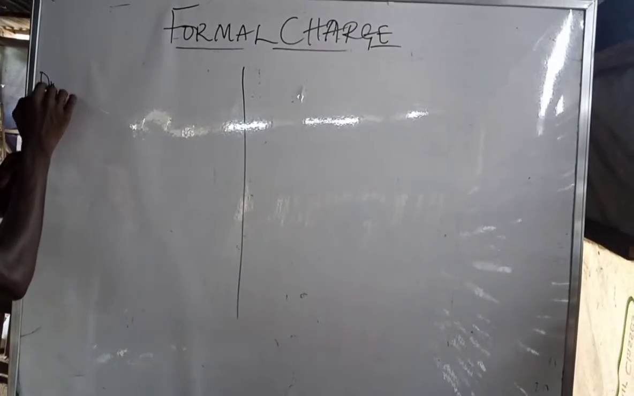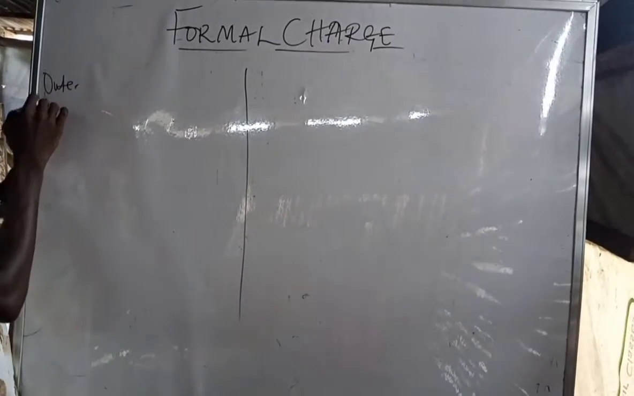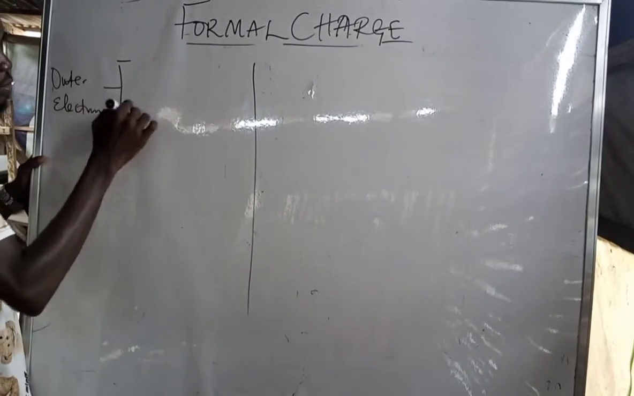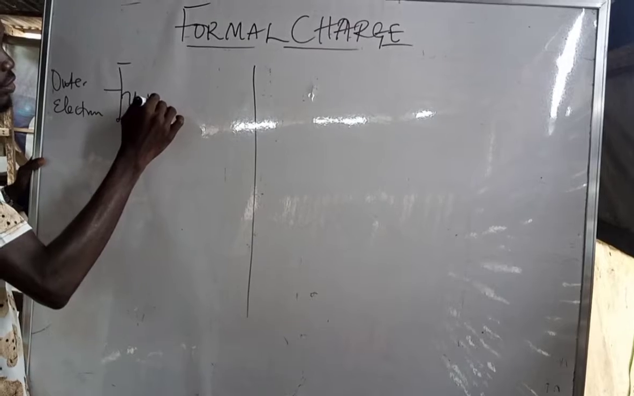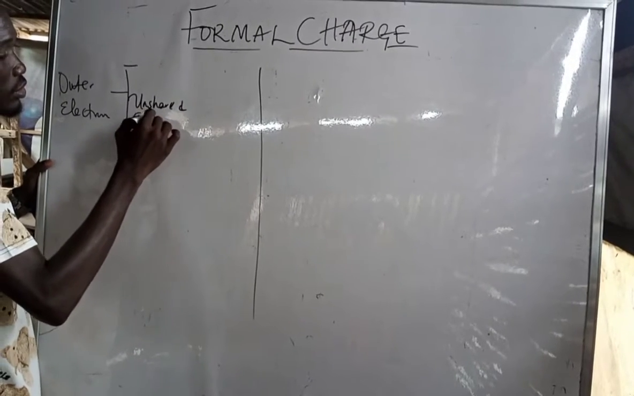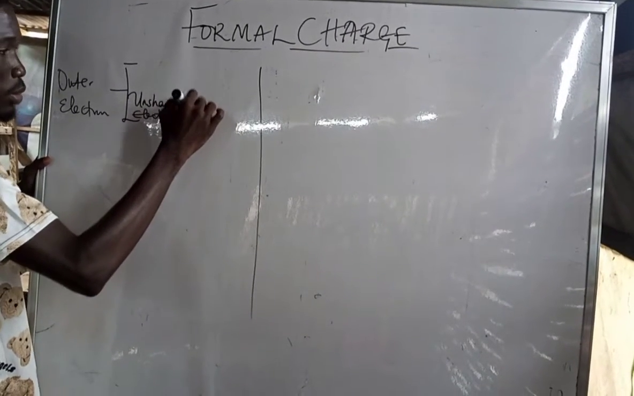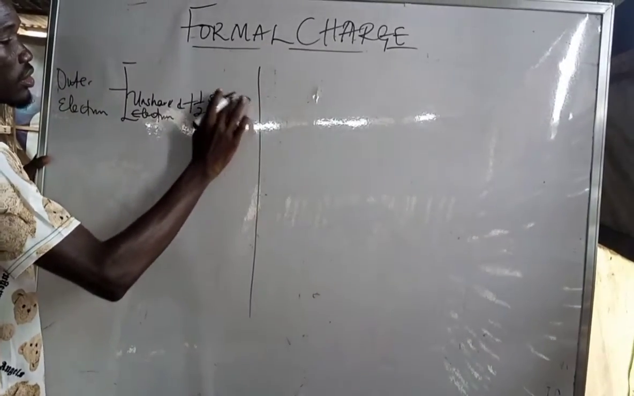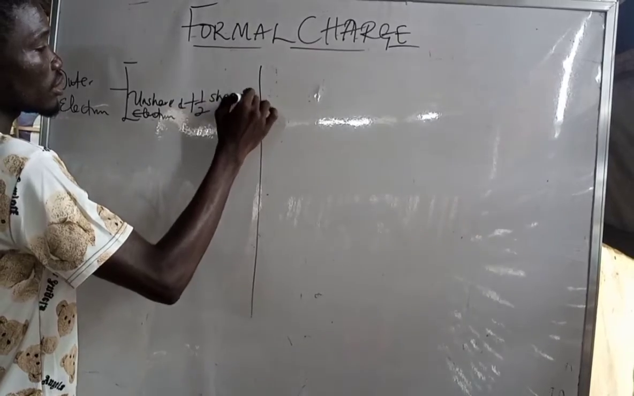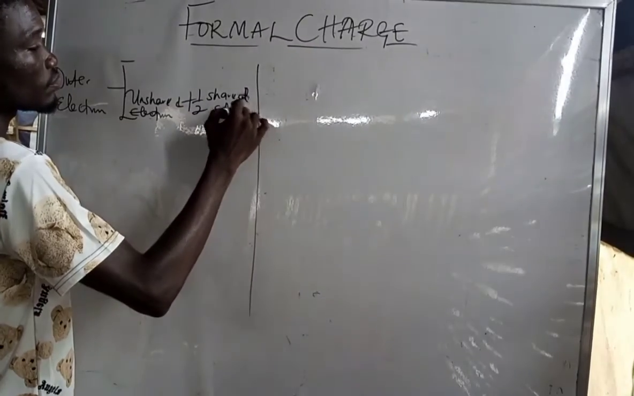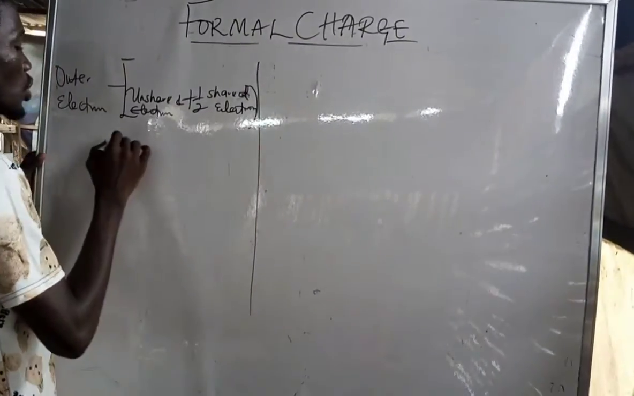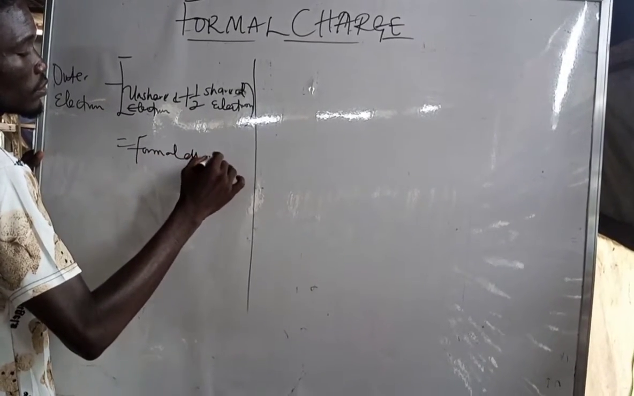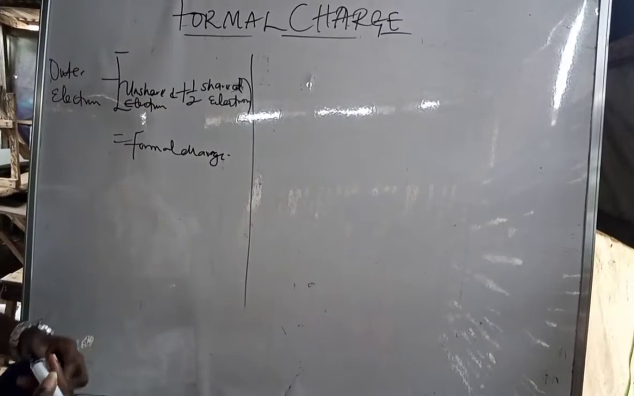So I said earlier that it can be obtained from outer electron, subtracted from unshared electron, plus half of shared electron. So is equal to what? Our formal charge. So now, how do you identify this?